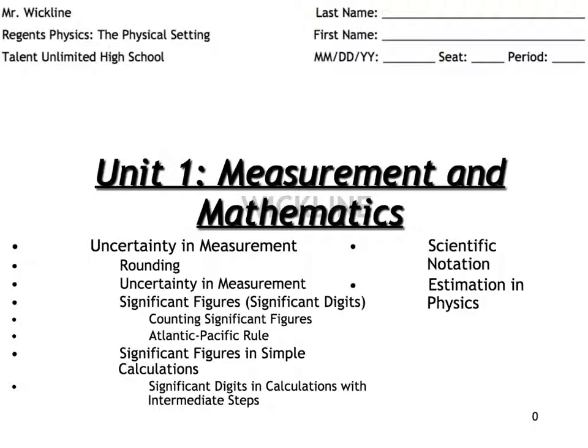All right, so Mr. Wickline, in this lesson we're going to cover uncertainty in measurement, which includes rounding, significant figures. I'll do some calculation examples, but we'll also just quickly cover scientific notation and also estimation. I think estimation is one of the big ticket items in this lesson, but a lot of the stuff, including rounding and significant figures, you'll use all year.